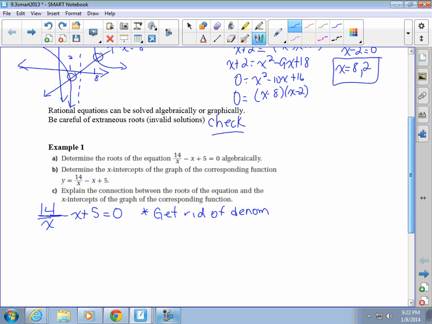So x times, this is what I'm doing. 14 over x times x is 14. Minus x times x is x squared, plus 5 times x is 5x, and 0 times x is just 0.